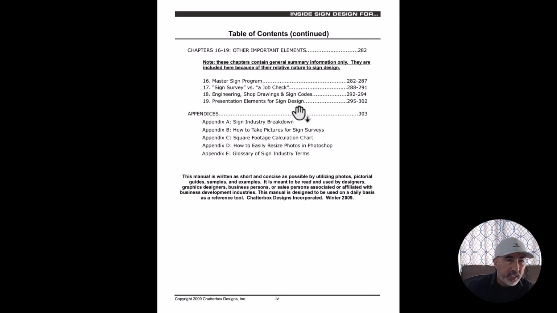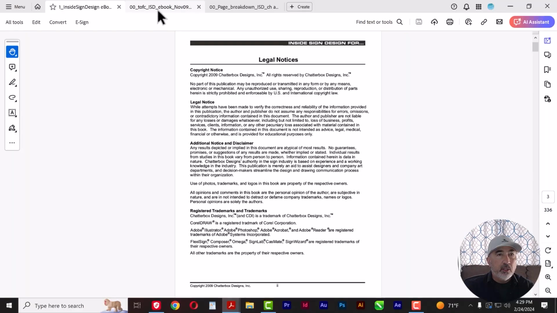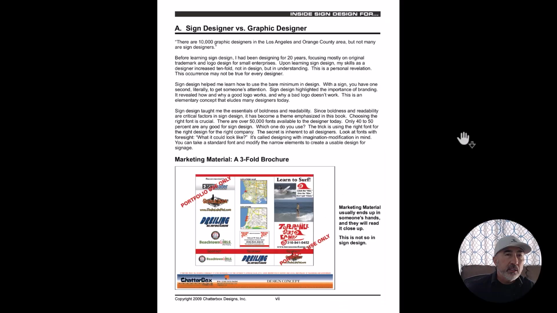16, 17, 18, 19, those things are just discussing areas in the sign business that a lot of graphic designers are not aware of. So let's look through the book real quick. Sign designer versus graphic designer. I think there's 3 pages. I explain the difference.